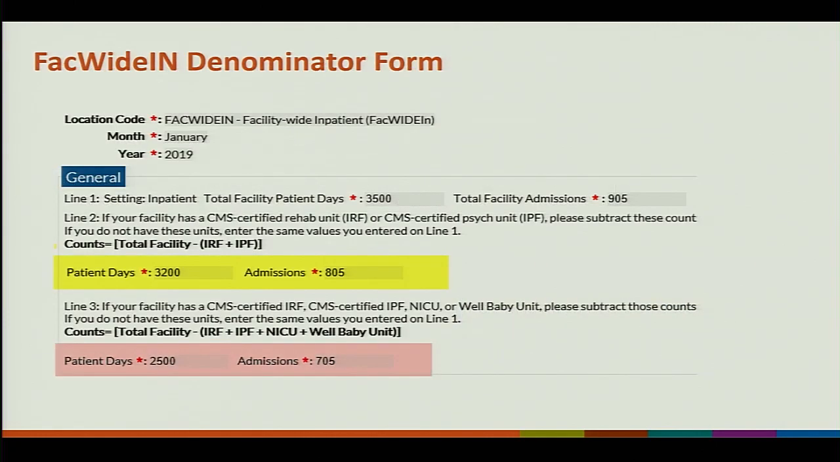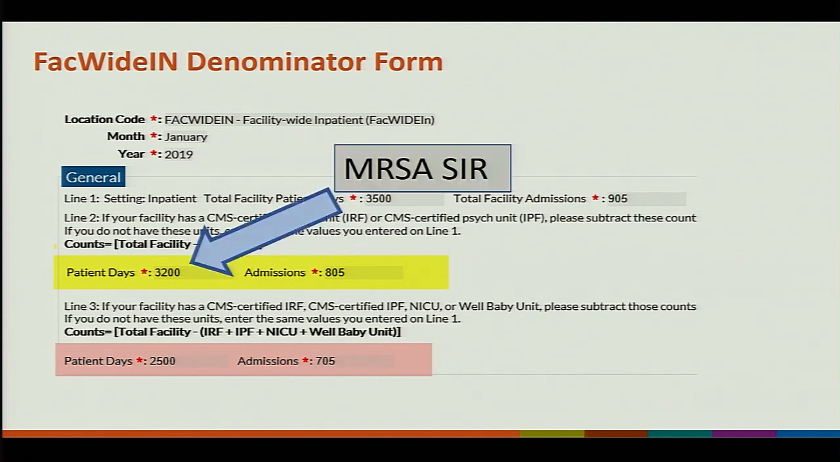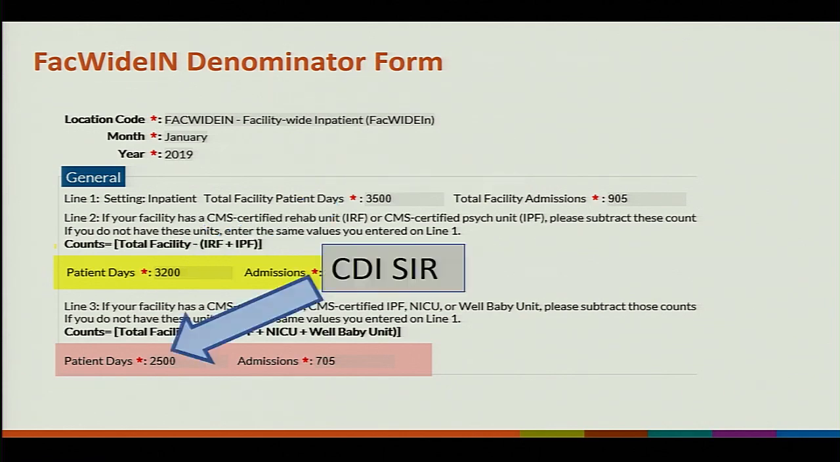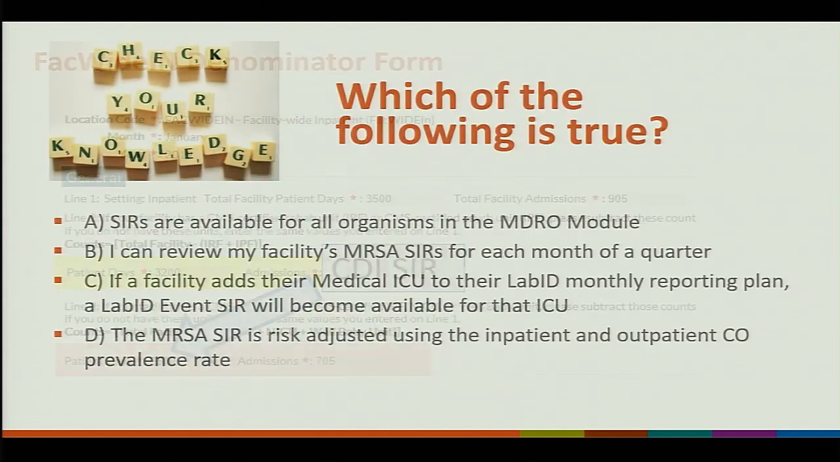So let's go back to our favorite data entry screen, FACWIDE and denominator. The MRSA SIR is based on the patient days you enter on line number 2. The C. difficile SIR is based on the patient days from line number 3. So again, it is really important that you understand the different exclusions on each of these 3 lines and that you are entering the denominators correctly. Karen will talk more about this and some data quality issues that we've been seeing later in the presentation.